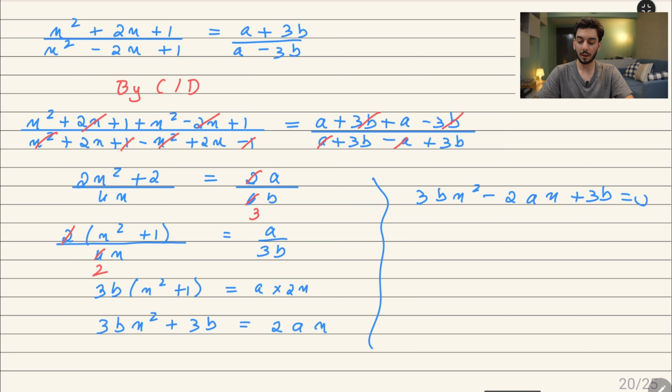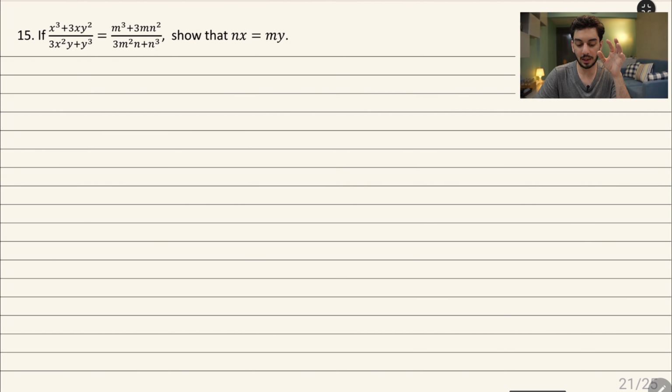Okay, let us move ahead to the next question, and now it says if all of these equal to all of this, I have to show that nx is equal to my. Again, if it says if something something something, I have to use that given data and I have to prove a very small thing, which means again I have to use componendo and dividendo.